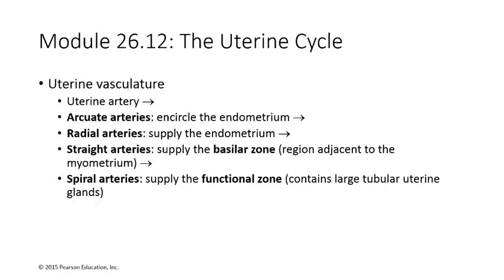You'll then see some straight arteries on the diagram. These are going to go to the basilar zone. This is the region adjacent to the myometrium, and finally to the spiral arteries. Now, the spiral arteries we'll talk more about. These are going to be, quote, in the functional zone, and these are the arteries that are going to be leading to menstrual flow as they are released and destroyed during menses.